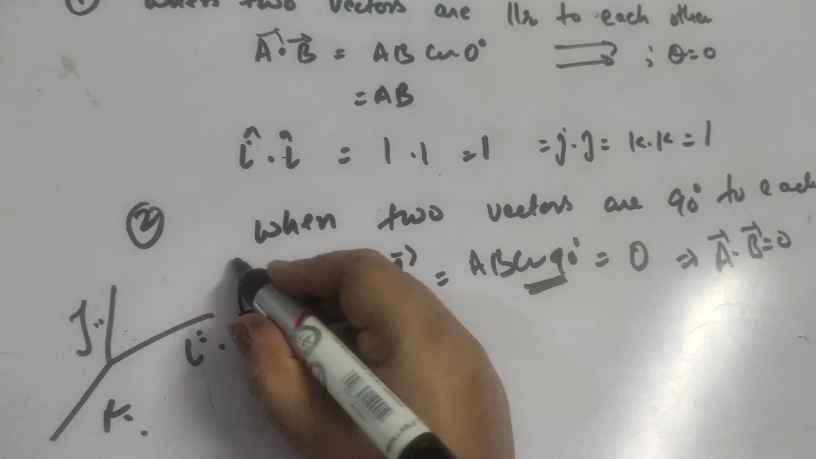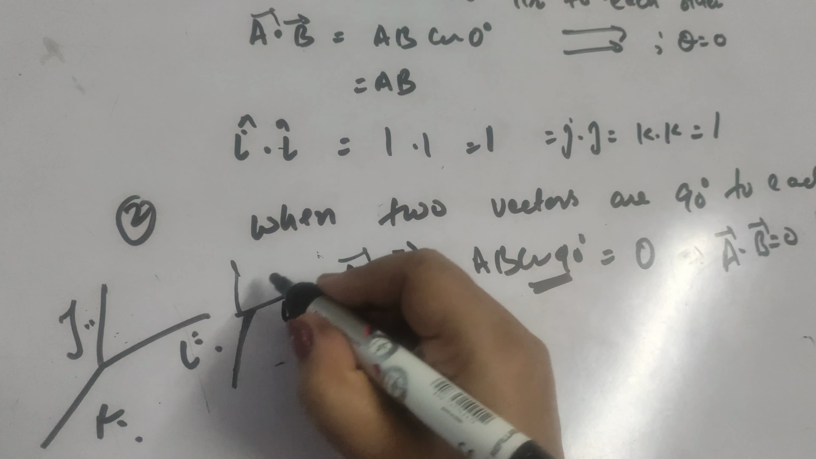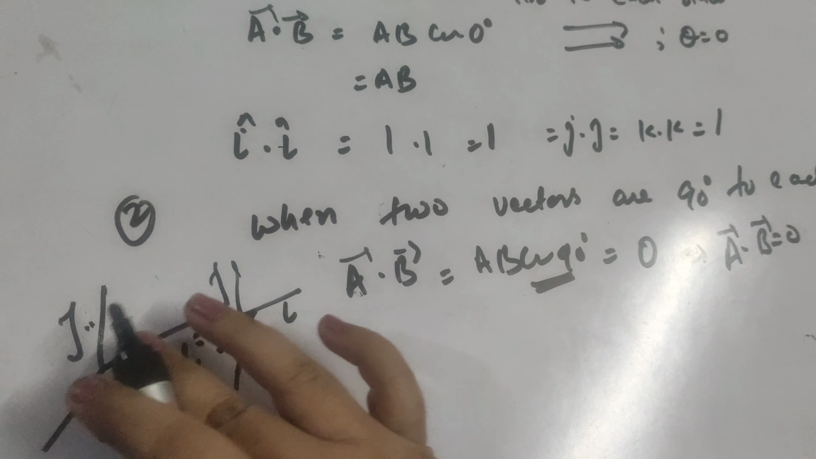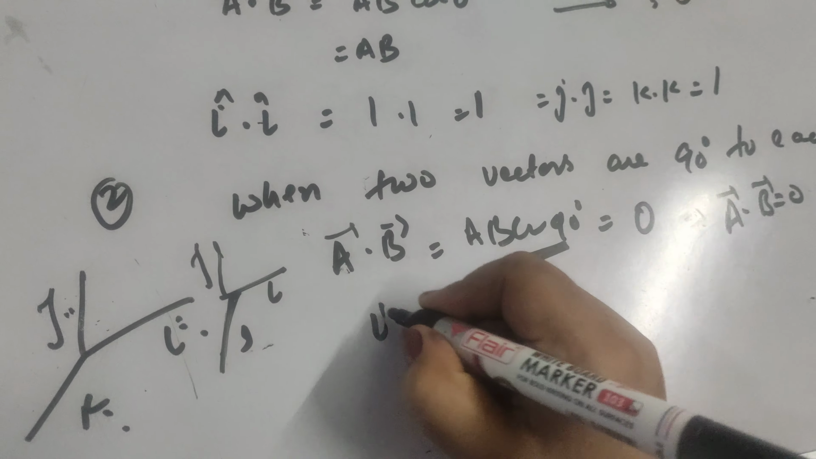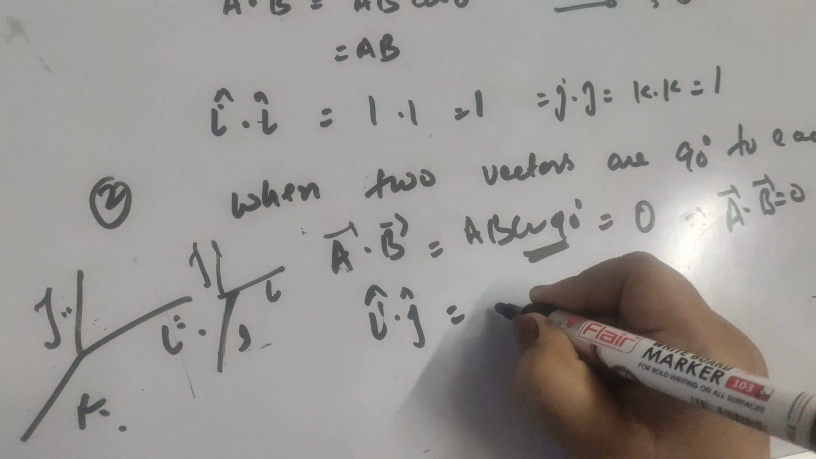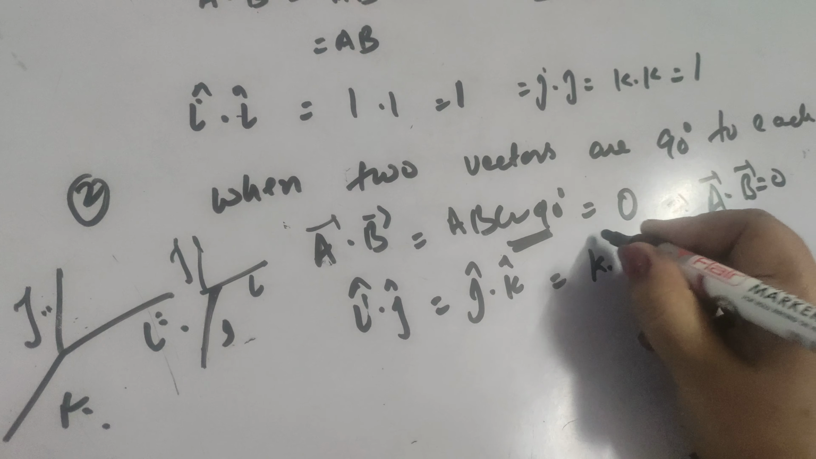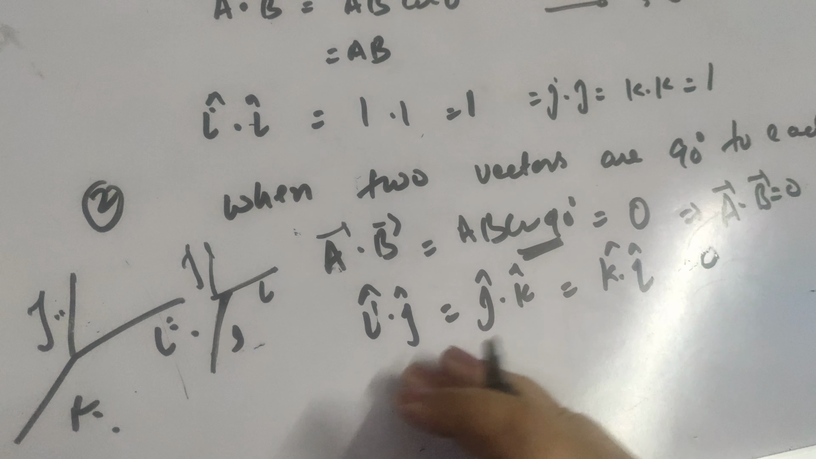Now if we have the same set of coordinate axes i, j, k, in that case the product of two perpendicular vectors will be 0, that is i dot j is equal to j dot k is equal to k dot i is equal to 0.